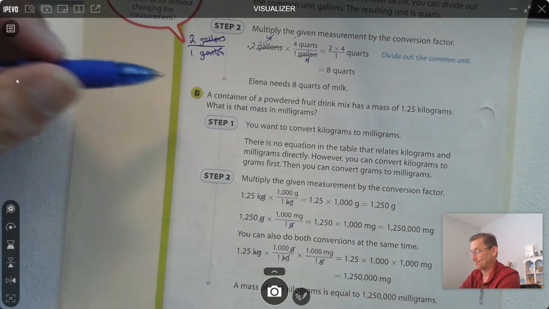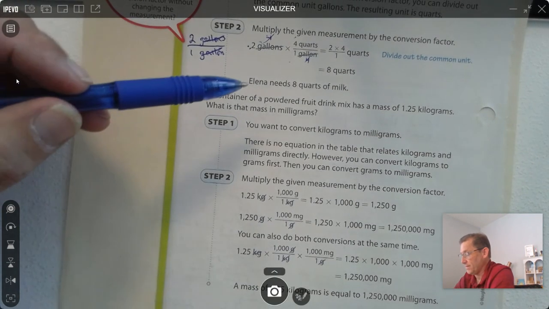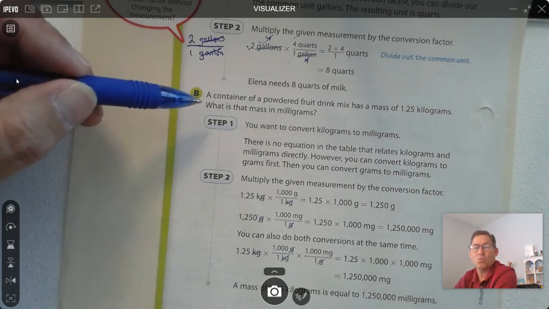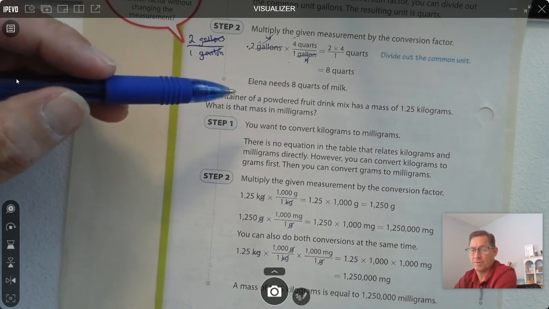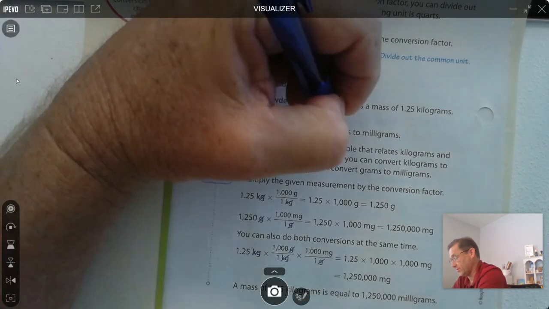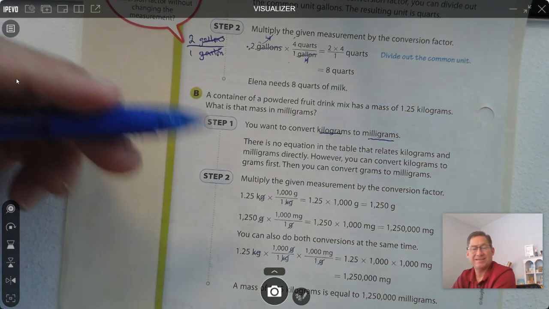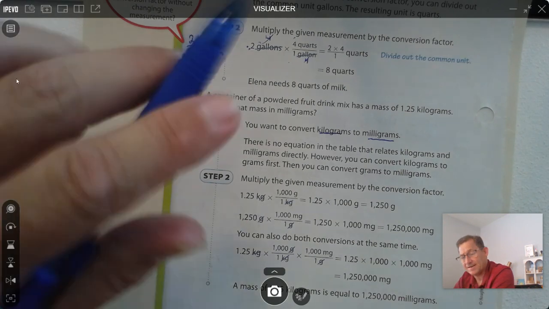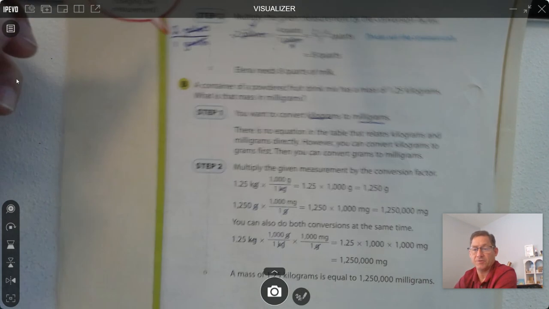Let's try another one. A container of powdered fruit drink mix has a mass of 1 and 2500th kilograms. What is that mass in milligrams? Well, this time we want to convert kilograms to milligrams. There's no equation in our table relating kilograms and milligrams directly. However, we can convert kilograms to grams first, and then convert the grams to milligrams.